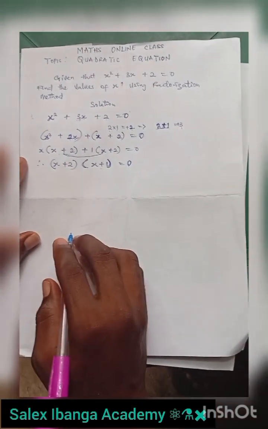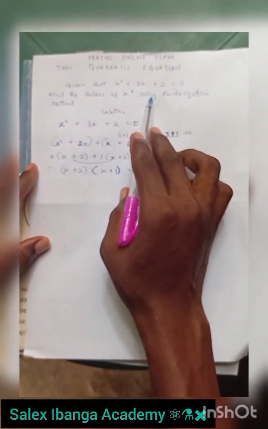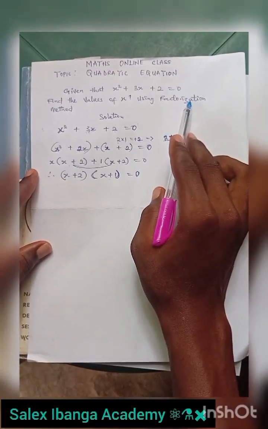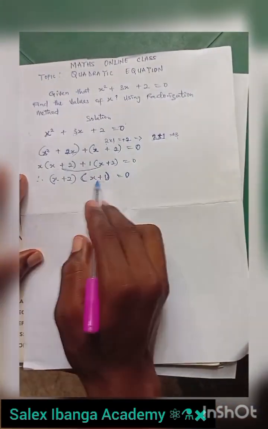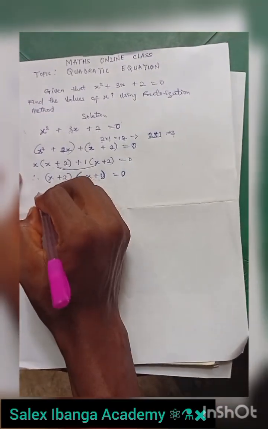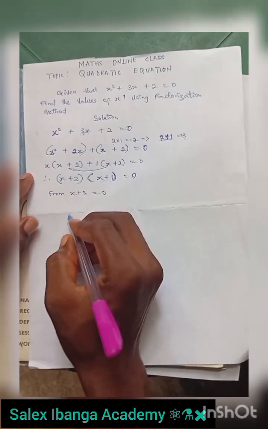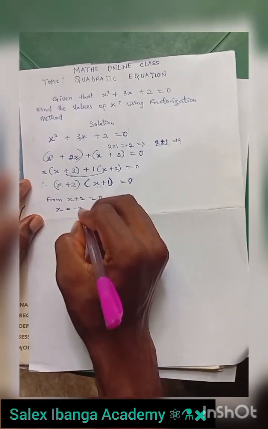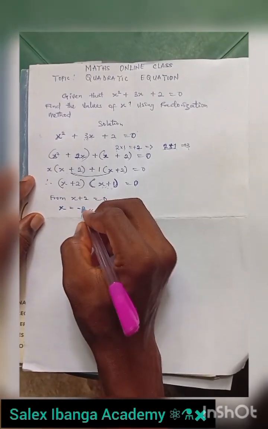From the question, we were asked to find the value of x when we use this method called the factorization method. We have to find the value of x at the end. So from these two terms, we can get our value of x. From x plus 2 equals 0, I can say that x equals minus 2.